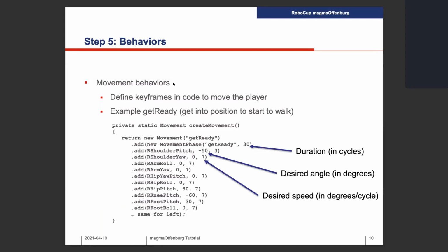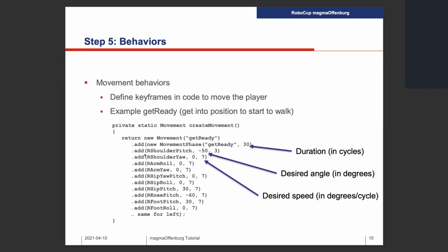Movement behaviors define keyframes in the code to move the player. Well, what does this look like? You can create new movements, give them a name, and you can add new movement phases. So, for example, this is the get ready movement behavior, which I'll show you also in the code in a few moments. So what this does is you're creating a new movement and you're adding a new movement phase. You're calling this movement phase get ready, and the duration of this movement phase is 30 cycles.